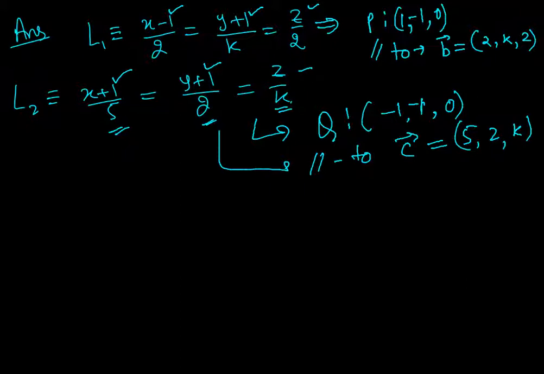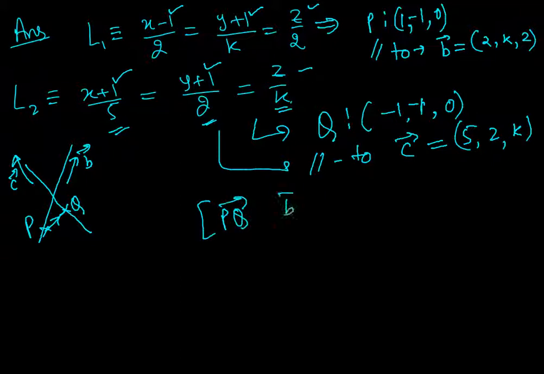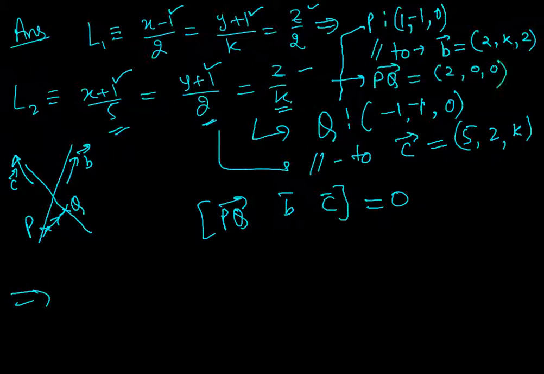Now if the lines are coplanar, then this B vector, this C vector, and this PQ vector, where P lies on this line and Q lies on this line, all three vectors will be coplanar. That means the box product of PQ vector, B vector, C vector will be 0. PQ vector means from this I'll subtract this, so I'll get PQ vector as (2, 0, 0).